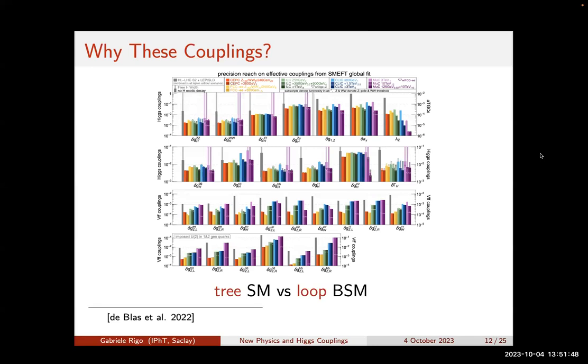Which means that if you are to measure a deviation in these couplings, you know that the loop level contribution has to be quite large, okay? Which means that the coupling of these fermions to the standard model has to be, let's say, around order one for this to be observable. Which makes things interesting in terms of the instability scale.